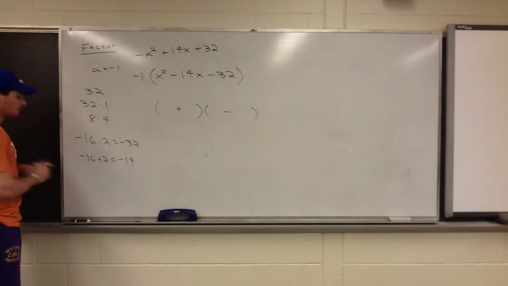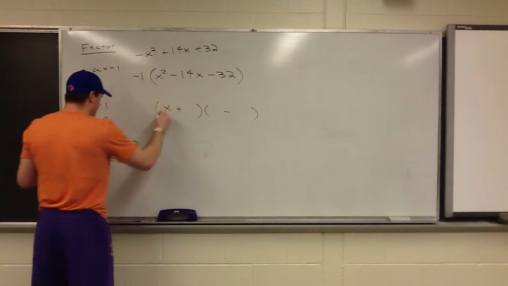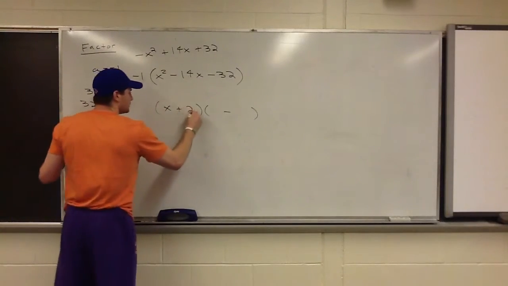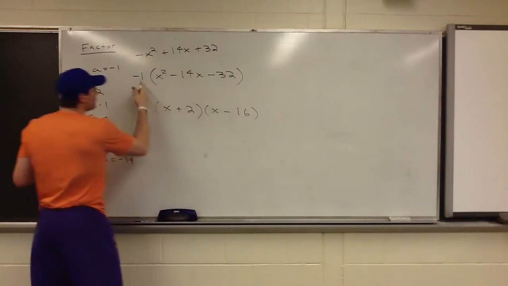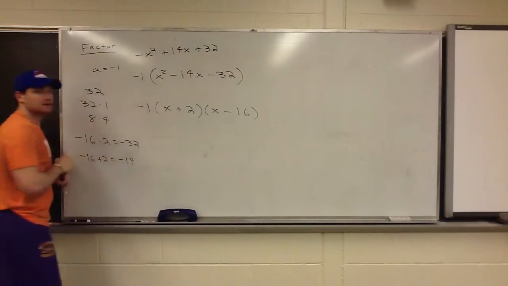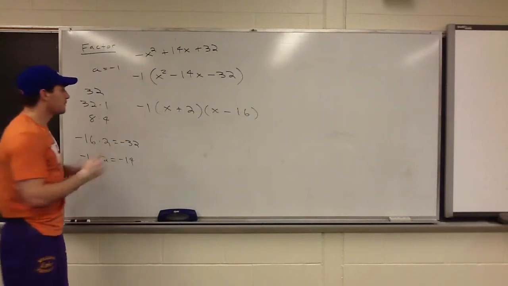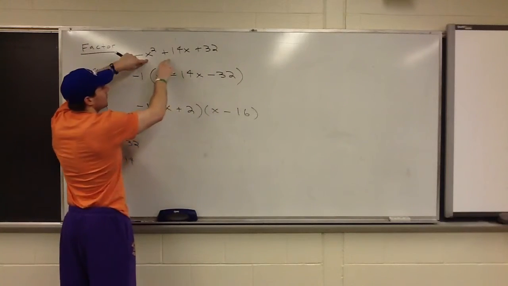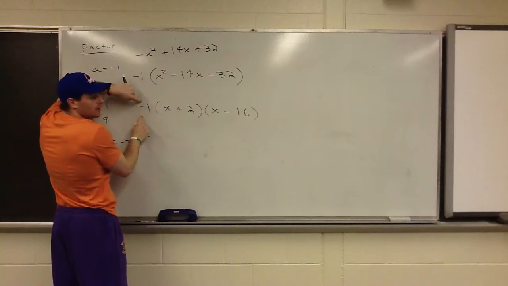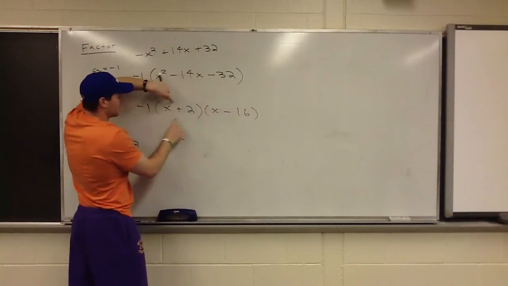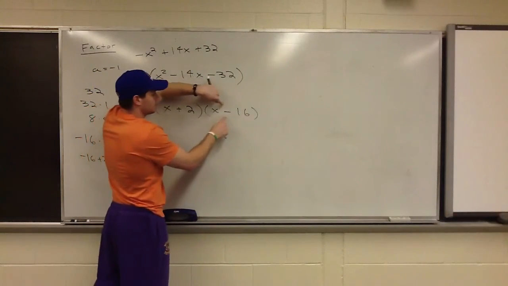And then from there, we're all set. We want to make sure that we do x plus 2 and x minus 16. And we don't forget about that negative 1, and it stays right there. And from there, we understand that negative x squared plus 14x plus 32 factors to negative 1 times the two binomials, x plus 2 and x minus 16.